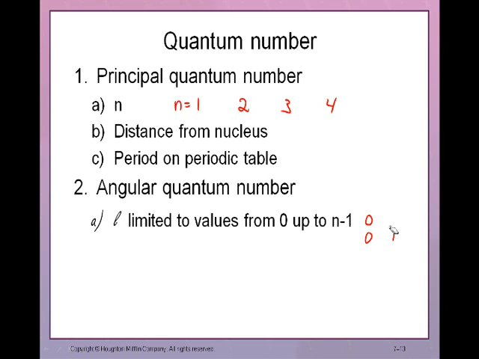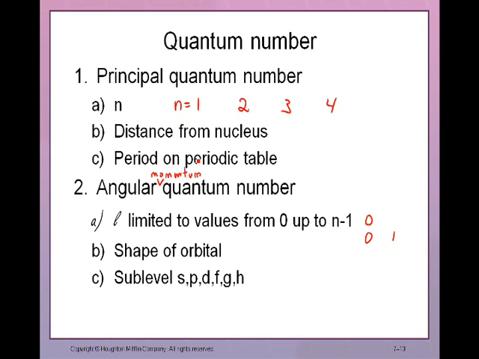Those could be the possible values for the angular momentum quantum number. I'm missing a word here, that's why I'm struggling with this. Angular momentum quantum number. And it describes the shape of the orbital, and you can look that up and read more about it if you want, but for right now we're just going to move on.